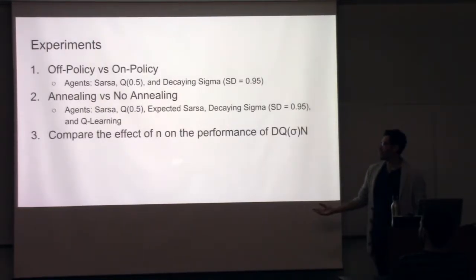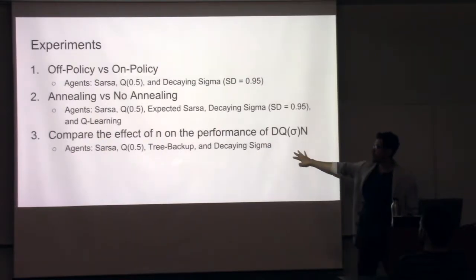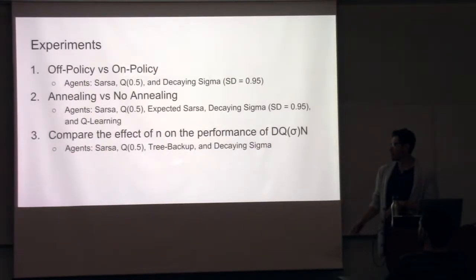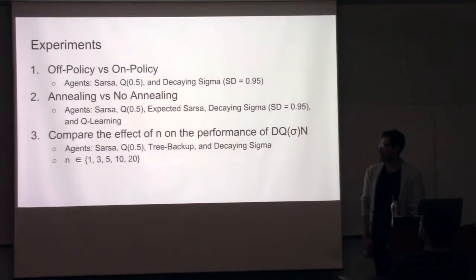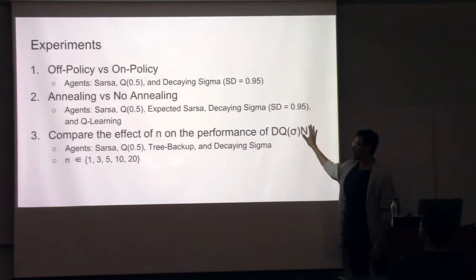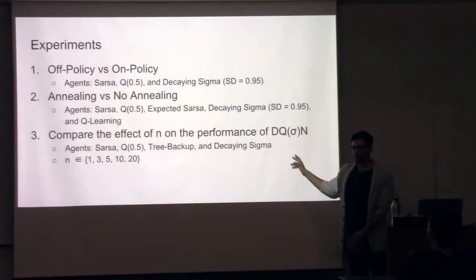And finally, I want to see what's the effect of n on the performance of the DQ sigma network. For that, I'm going to implement these 4 agents: Sarsa, Q sigma 0.5, tree backup, and decaying sigma. And I'm going to test values of n equal to 1, 3, 5, 10, and, sorry, 20 and 25.